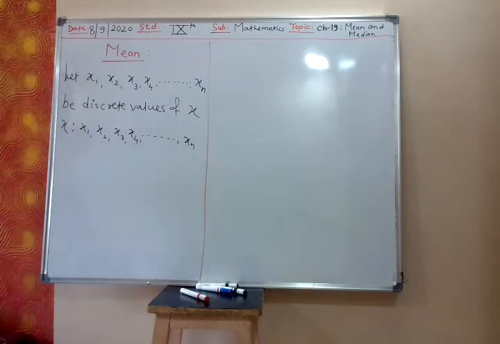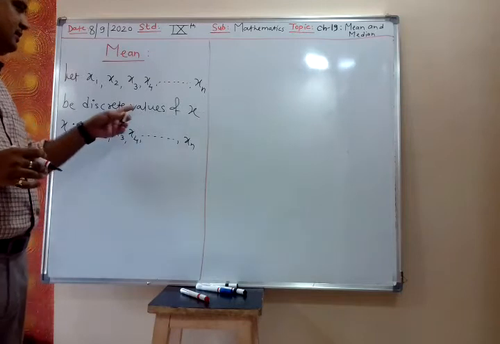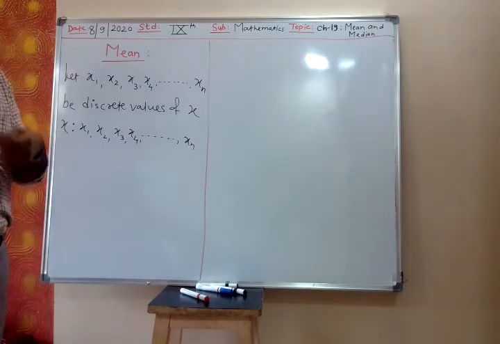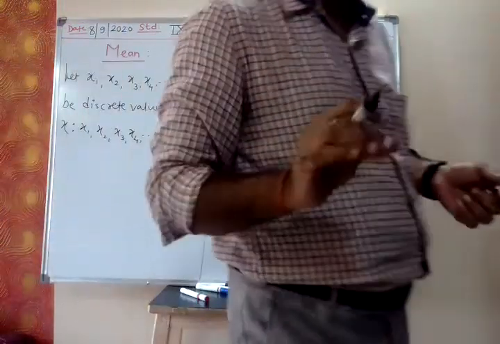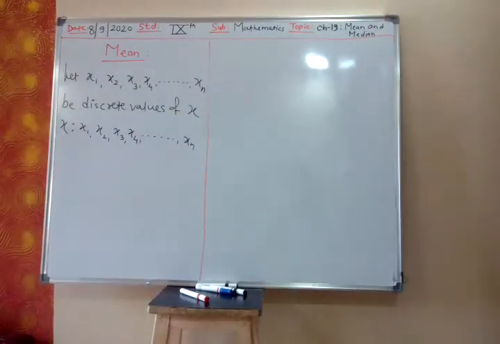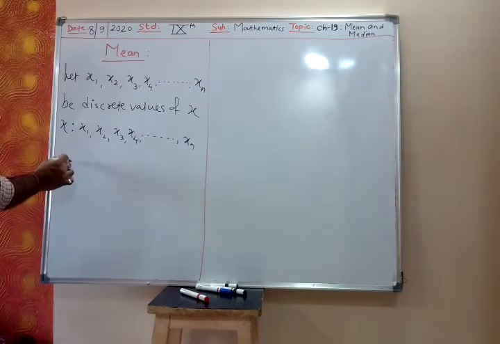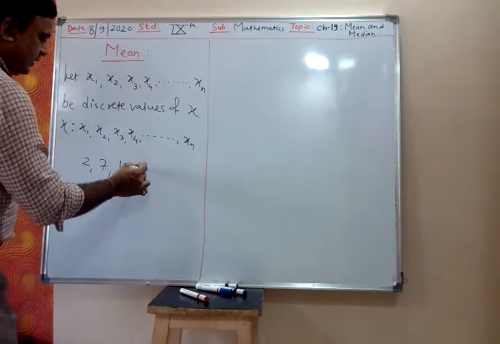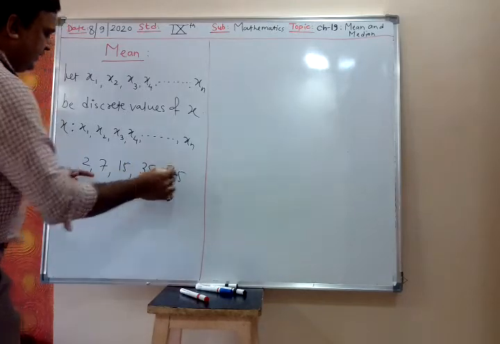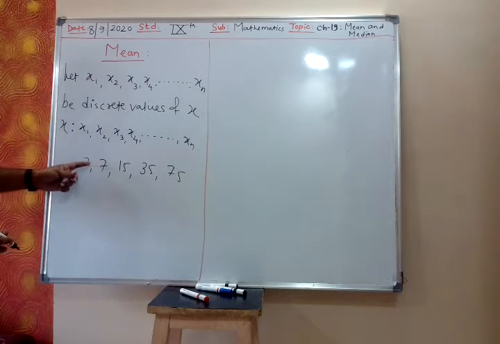Discrete means the values are not continuous. There is a gap; there is no continuity or uniformity between the values of x. For example, x can take the value 2, 7, 15, 35, 75. These are discrete values because there is no continuity.